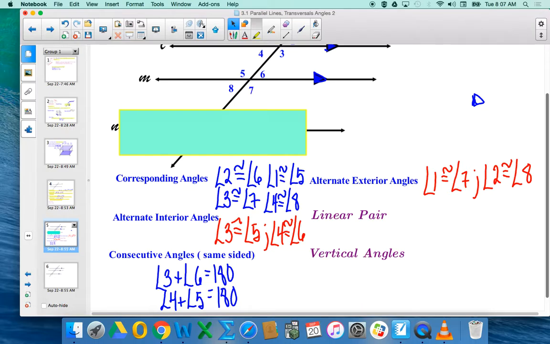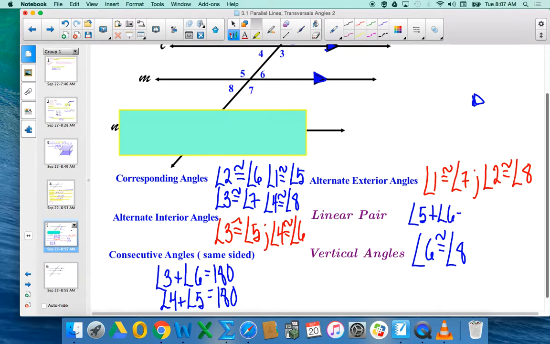We know that vertical angles are always congruent. We know that angle 6 is congruent to angle 8, and we could continue on. We also know that linear pairs, angle 5 plus angle 6, are supplementary. Everybody good?